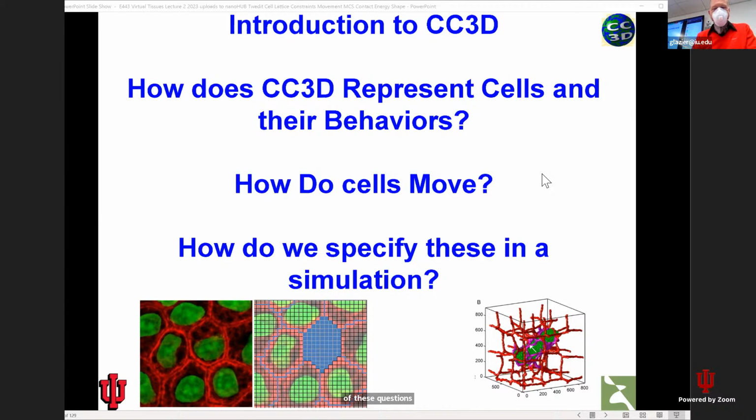So, just before I go further, is the screen share working okay for people? Make sure everybody sees it all right. Yeah.